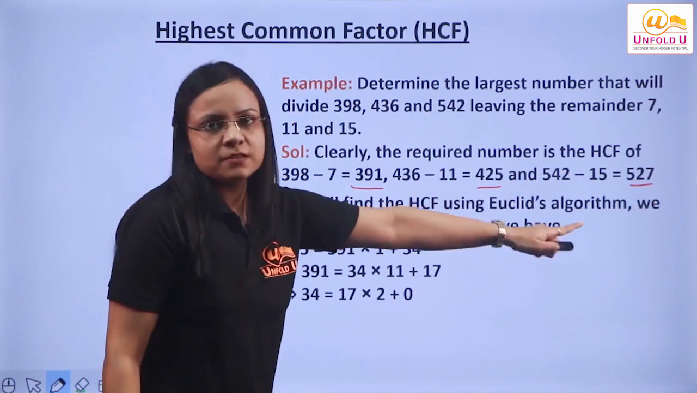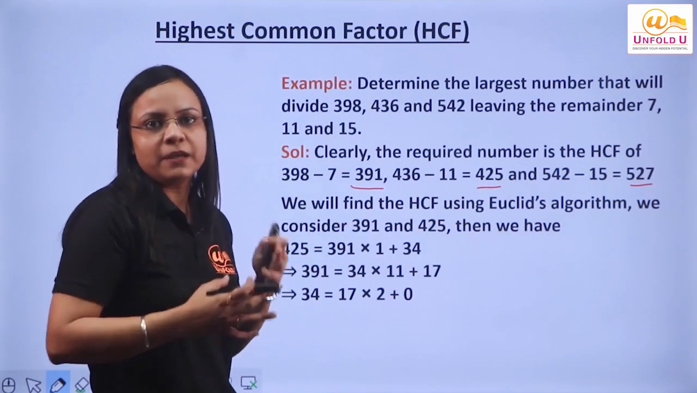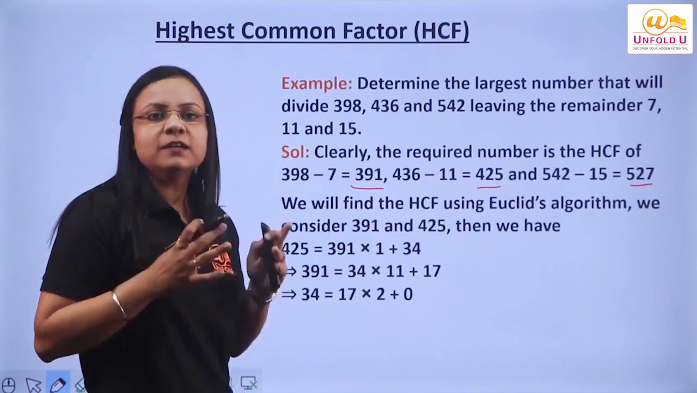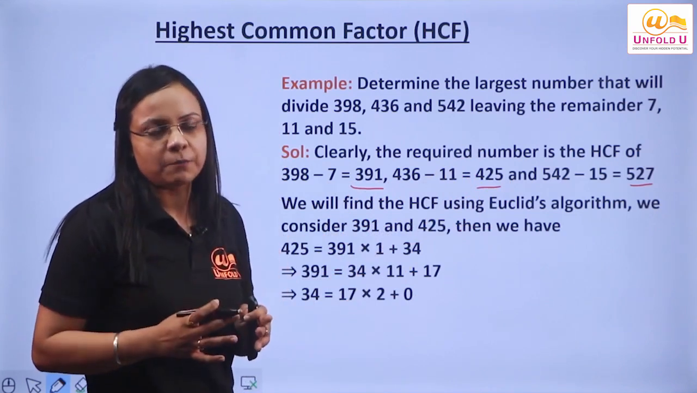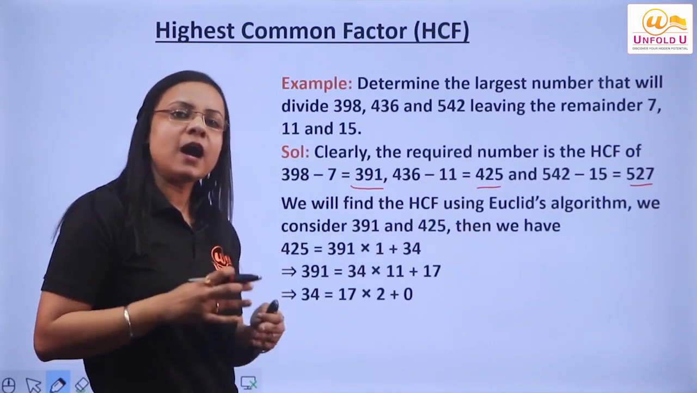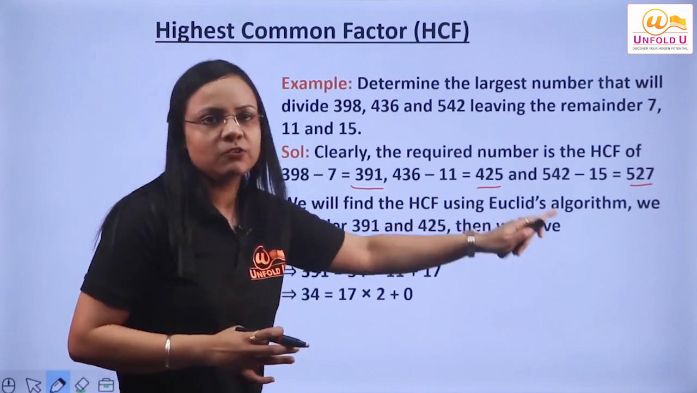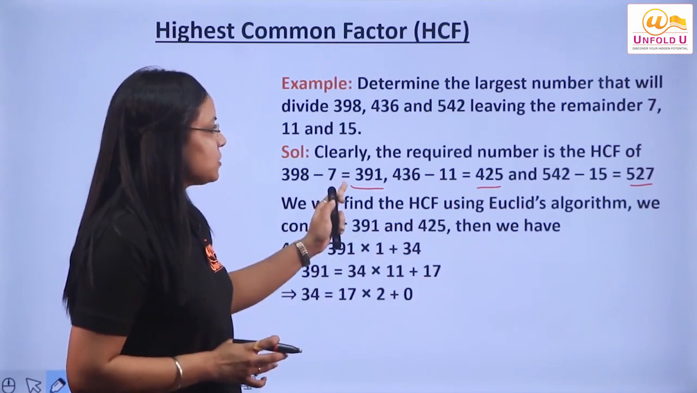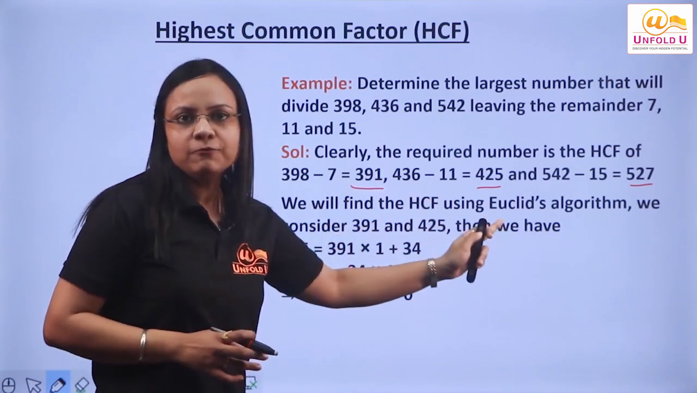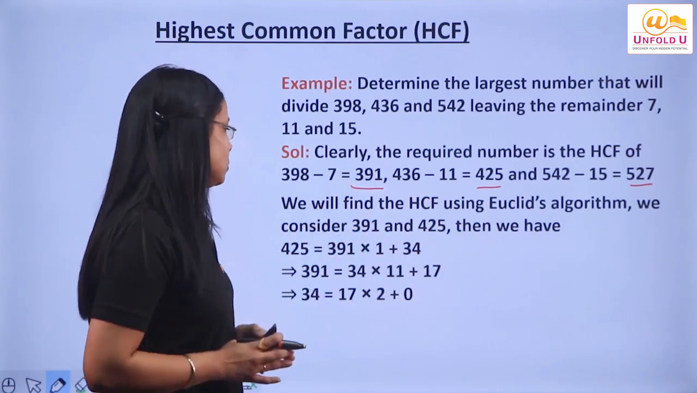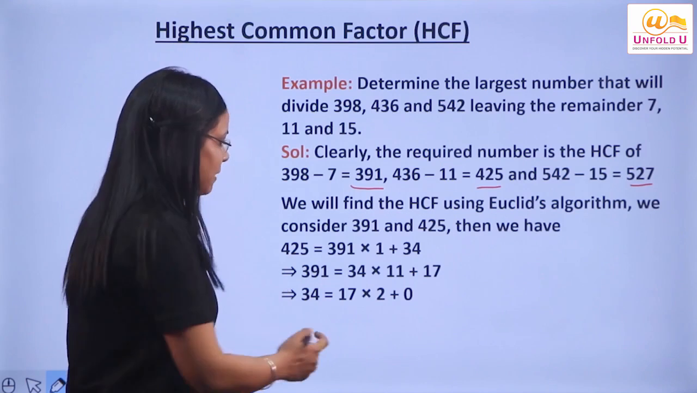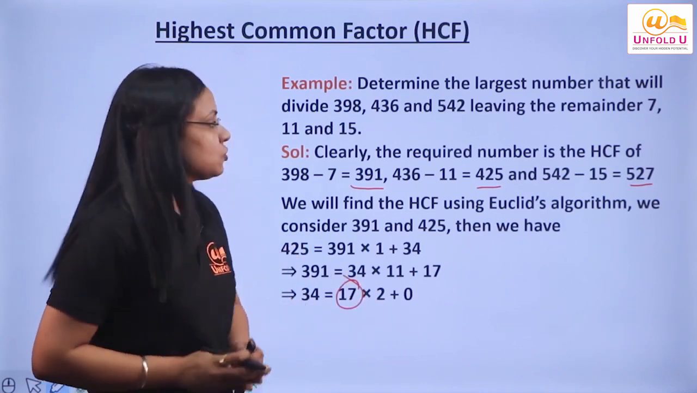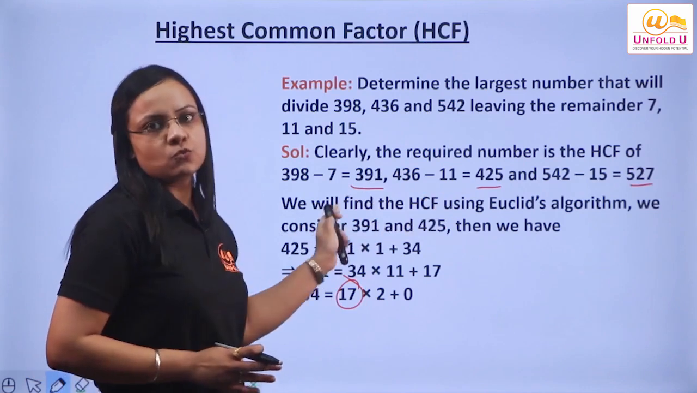And same way, if we subtract 15 from 542, we get 527. All these numbers, after subtracting the remainders, will be exactly divisible by the required number. So it means we have to find the highest common factor of all these three. So let's find out. Finding the HCF of the first two numbers, 391 and 425, using Euclid's division lemma, we find that 17 comes out to be the HCF of these two numbers.